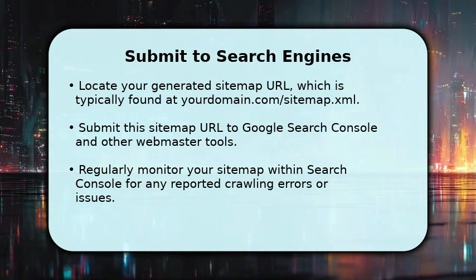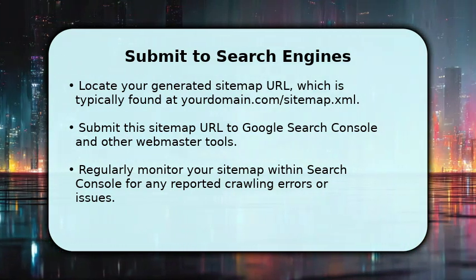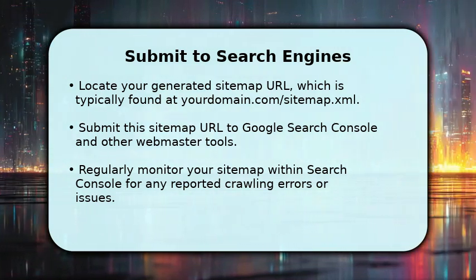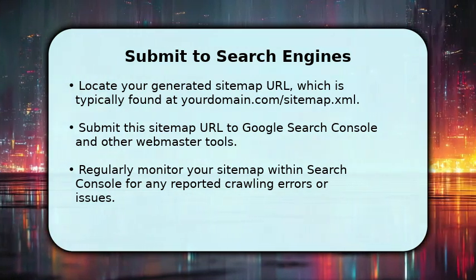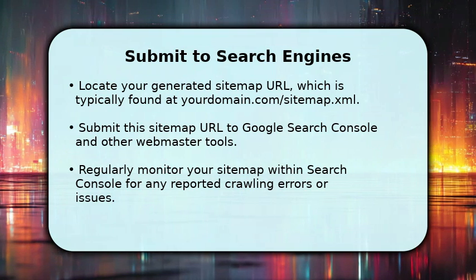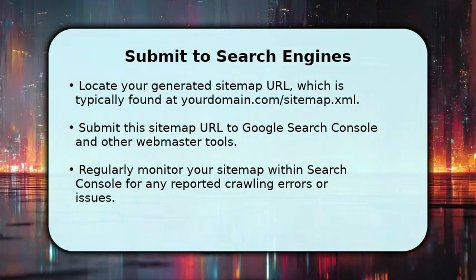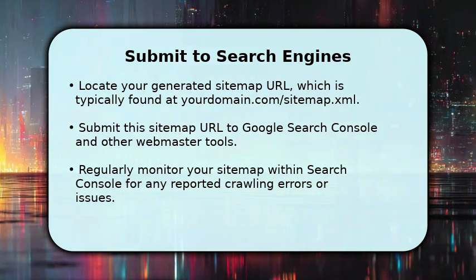Finally, it's time to submit your sitemap. Your sitemap URL is usually your domain.com/sitemap.xml. Copy this URL and head over to Google Search Console. Add your sitemap there and repeat for other search engines like Bing Webmaster Tools. Regularly check your Search Console account for any errors or warnings related to your sitemap, ensuring your content is being indexed correctly.